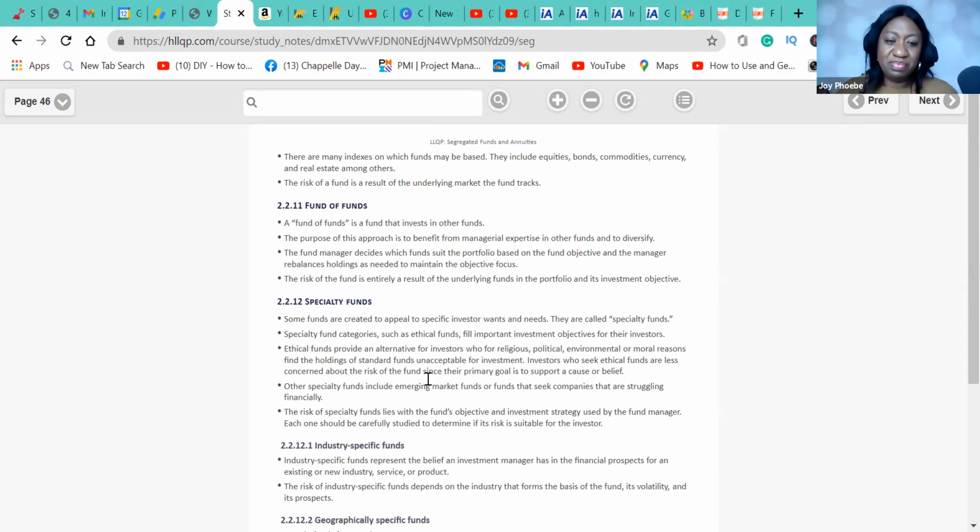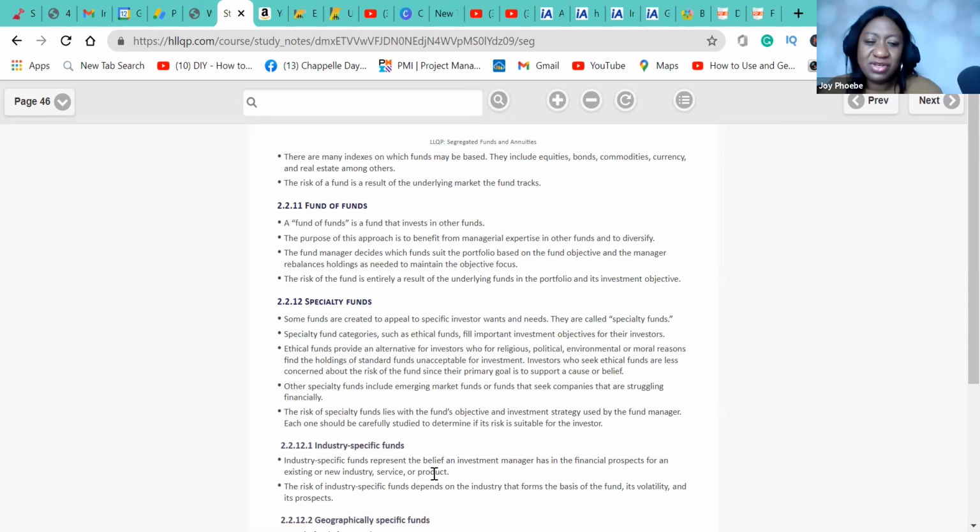Then we have specialty funds. Some funds are created to appeal to specific investors. This is not a generic word, it's just a customized kind of fund. This is when some investors have muscle and come on their own terms. They want certain funds on their own terms. For instance, if Elon Musk said, I want a fund that is customized for me like this, like this, those are specialty funds.